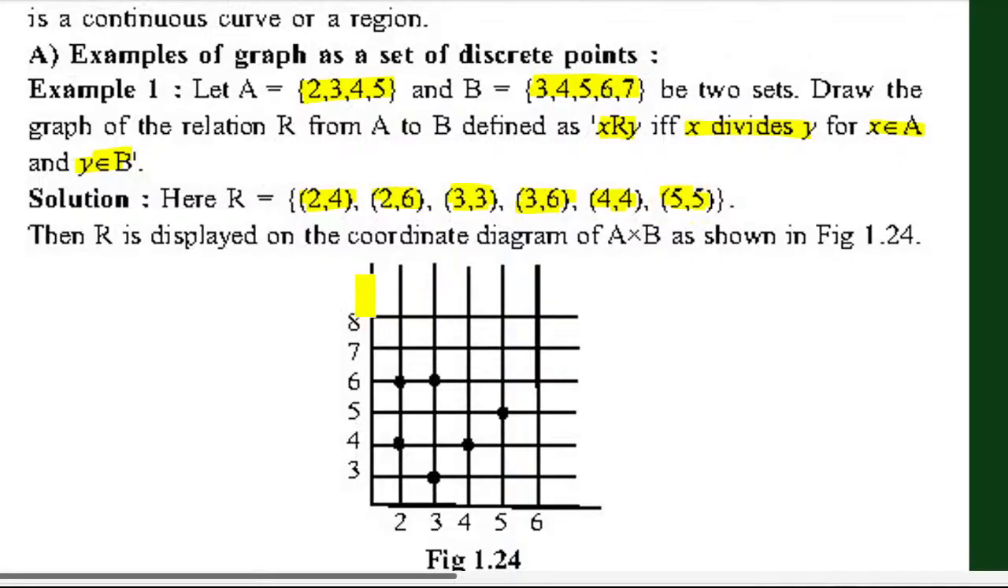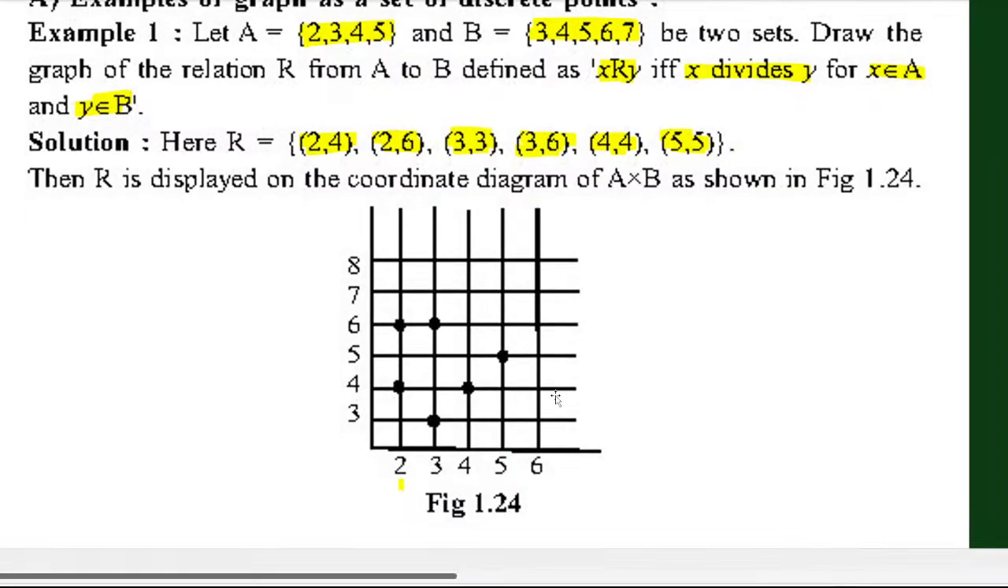Now when we plot all these on the axes, what do we get? 2 and 4 is our first ordered pair. Then 2 and 6, 3 and 3, 3 and 6, 4 and 4, 5 and 5. Then we don't have 6. So this is the graph of discrete points. Okay.